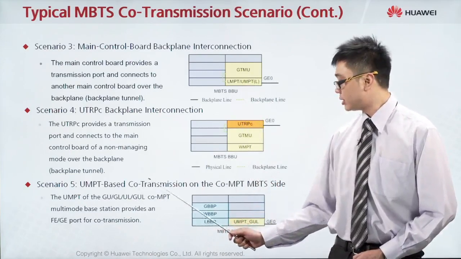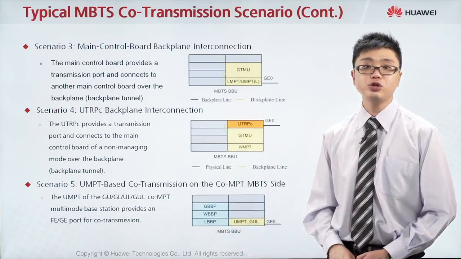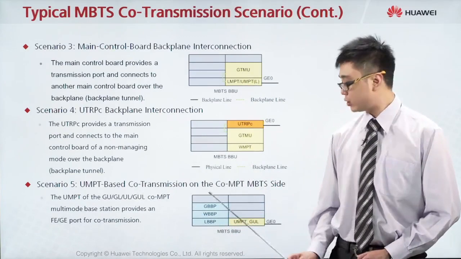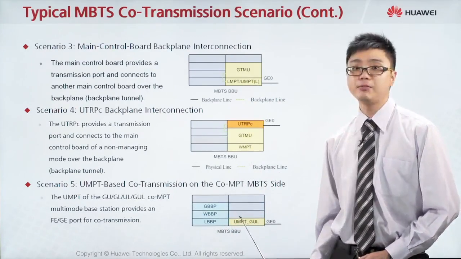And the last scenario is that everything, 2G, 3G, 4G, you combine together and then you use the UMPT board to transmit together.